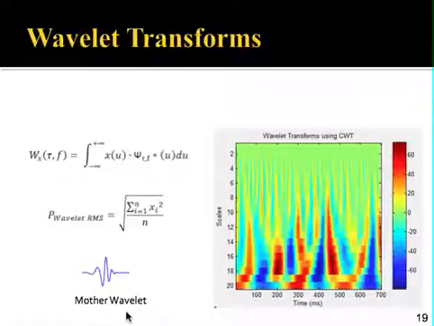In MATLAB, there's a very convenient function called scale to freq that will tell you, for a given wavelet and a given sampling rate, for a certain wavelet scale, what frequencies does that correspond to? And it does correspond to a range, and the ranges do overlap.